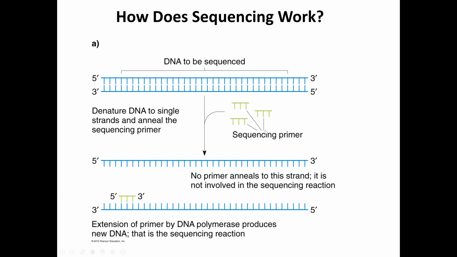So we're going to need some primers. Okay, these are going to be our sequencing primers. They have a lot in common with the primers we use for PCR, but we're going to see that there's some difference in the way that we use them. So the sequencing primer is, again, going to be used to help us target the DNA that we're looking for.